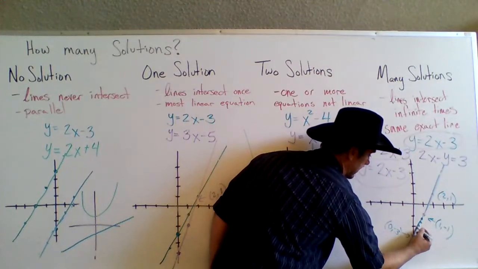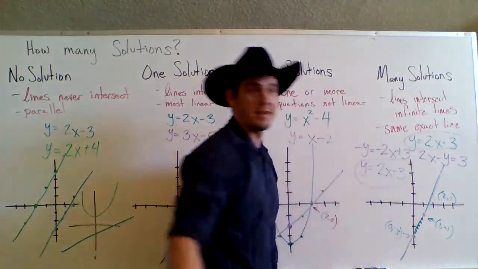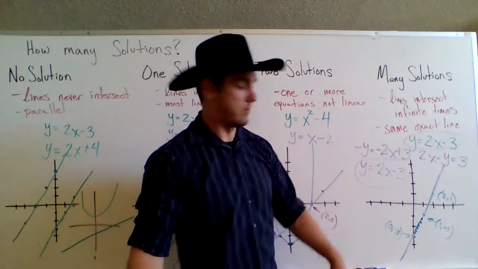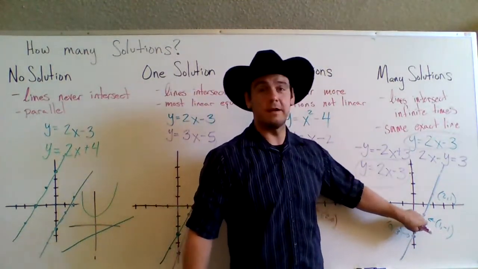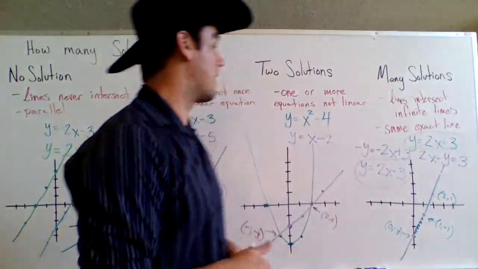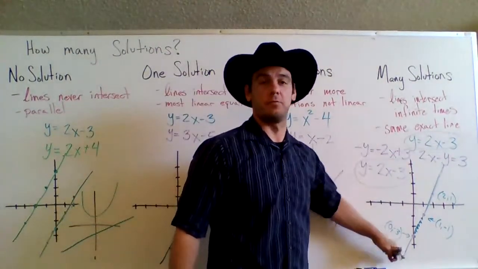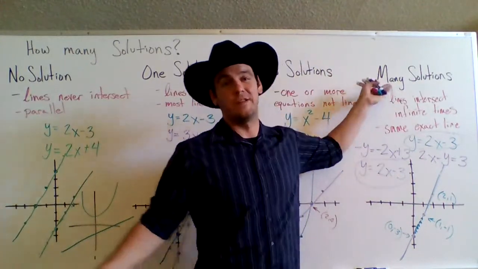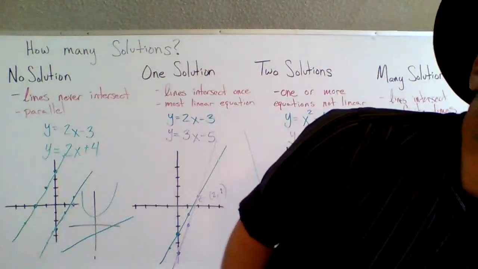Really, a line is a set of infinitely many points. So there's lots and lots of points on here. Each one of those points would be a good answer. But we can't write all those points down, so that's why we just say many solutions or infinite solutions.